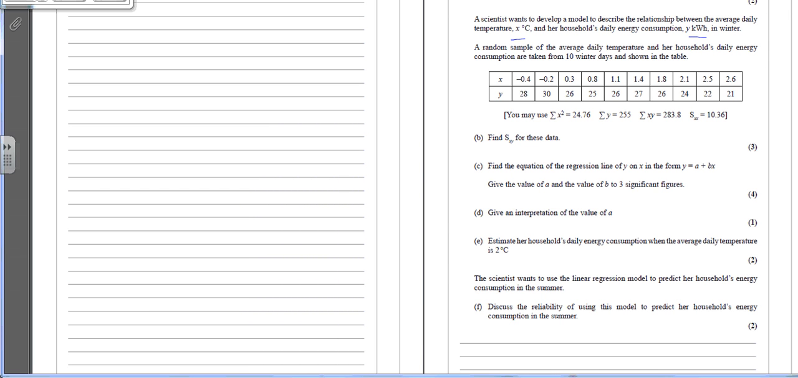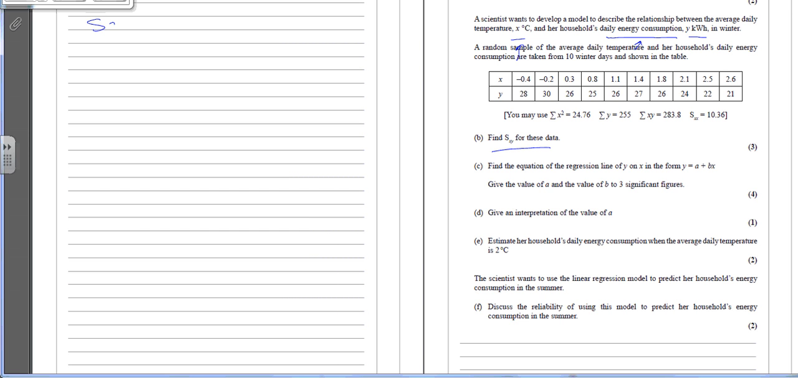If we compare it to the last paper, average daily temperature is going to be the thing that doesn't change. That's going to be the independent variable. And the energy consumption is going to be the response variable because it responds to the temperature. This changes in relation to this one. A random sample of the average daily temperature and a household's daily energy consumption taken from 10 winter days is shown in this table. Find SXY. Oh, they're using SXY now, so that's kind of nice.